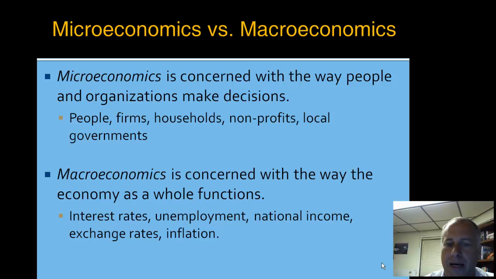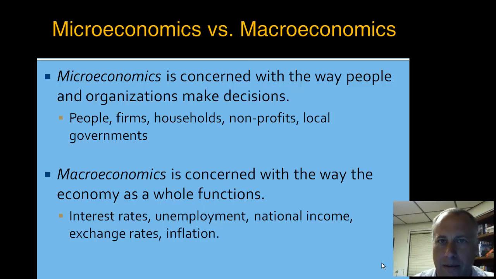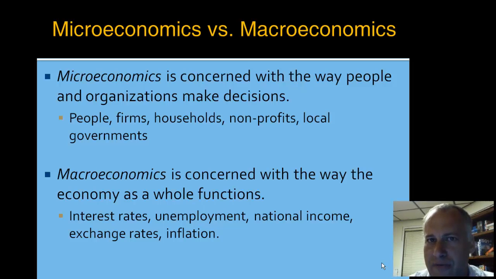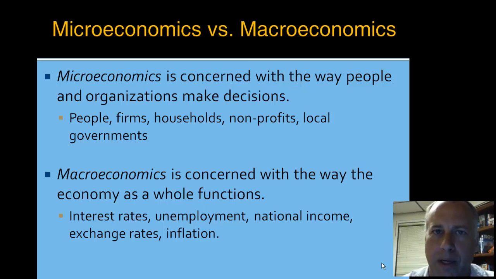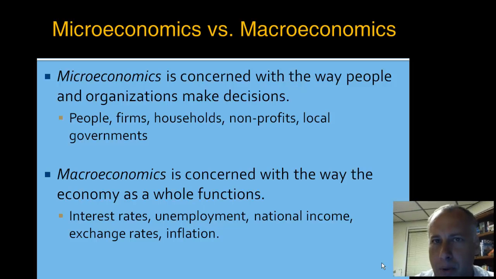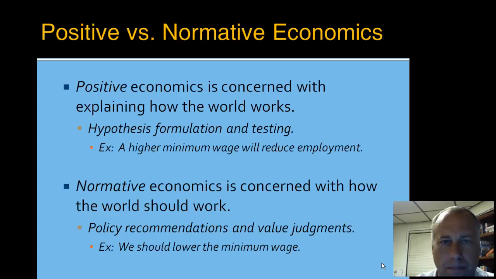Macroeconomics is concerned with economic aggregates. We're concerned with how the choices of individuals add up to influence the whole economy, and it's not always in predictable ways. But macroeconomics is concerned with things like interest rates and unemployment and inflation.